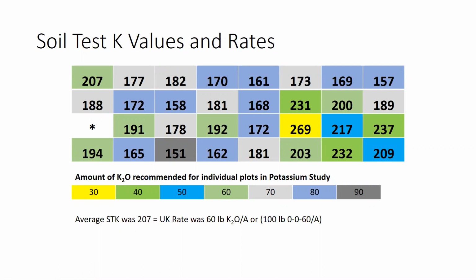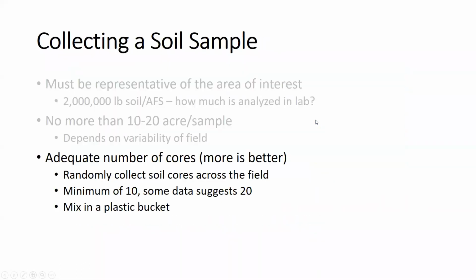So we want to best represent that. And what we do is take more cores. The more cores we have, the better. For the most part, we're going to get closer to the true average. So I'm going to just talk about random soil sampling today. Maybe later Josh or someone else can talk about the different specific grid sampling or point sampling. But anyway, this is just random soil sampling. We like to say a minimum of 10. There's some data that suggests we need at least 20 cores to represent that.